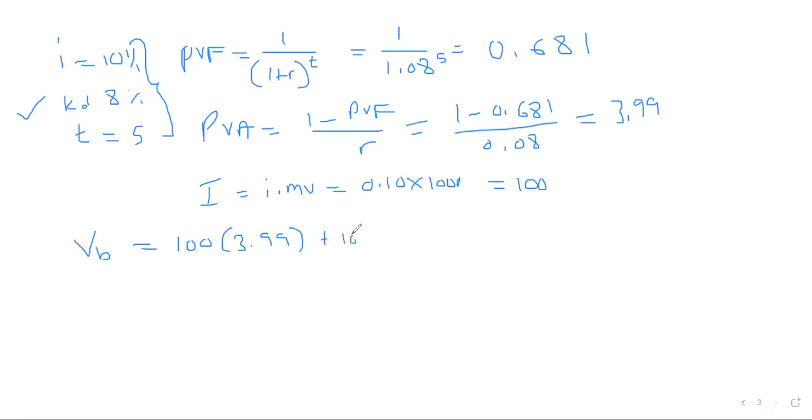1,000 against what? The interest factor, 0.681. So here we have what? 399 plus 681, all together. So the value of the bond here is 1080. How many got this figure?